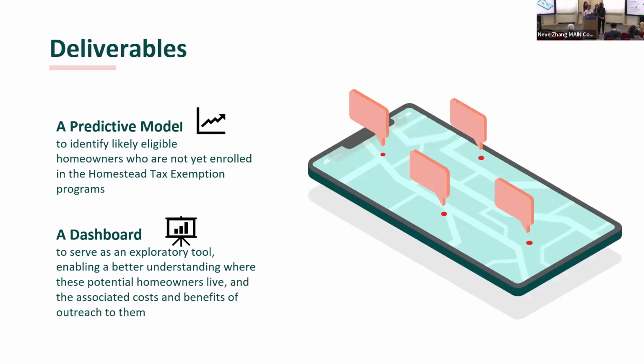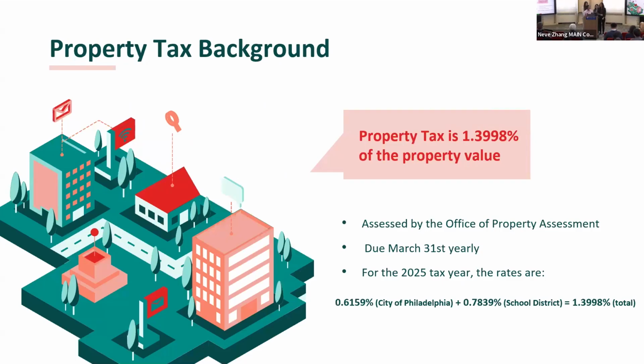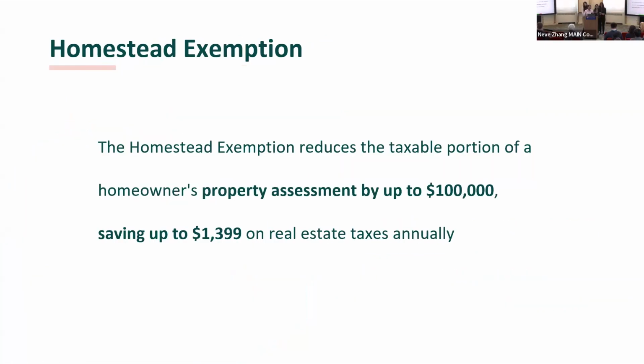Moving forward with deliverables, our team developed a predictive model that helps identify those likely eligible homeowners, and that model has been integrated into an interactive dashboard that will serve as an exploratory tool for strategic insights to maximize program enrollment. So, some important background on property taxes in Philadelphia. The property tax rate is 1.3998% of the total property value, which is assessed yearly by the Office of Property Assessment. To put this in context of the homestead exemption, the exemption is, like I said, a significant tax relief program that reduces the taxable portion of a homeowner's property assessment by up to $100,000. So that's a savings of about $1,400 annually.